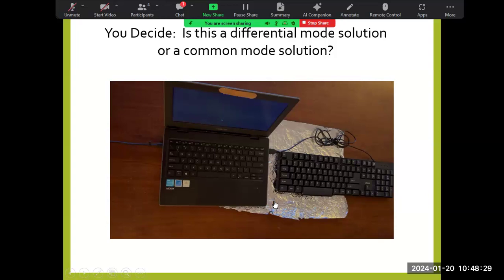So then I put it under both, which gives you this common ground plane, which provides a return path for the common mode current, other than through the computer. And that way, it kills the common mode problem, but it's still under the keyboard. So if there's also a differential mode problem, it'll fix that too. So you can't tell which one you're fixing.